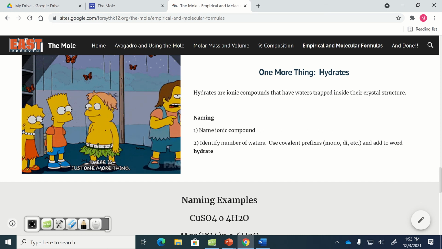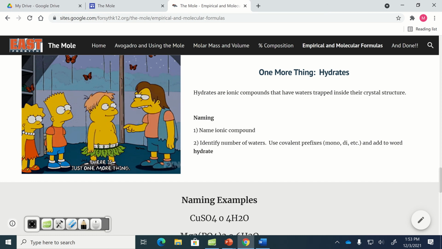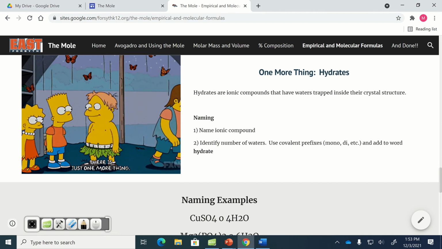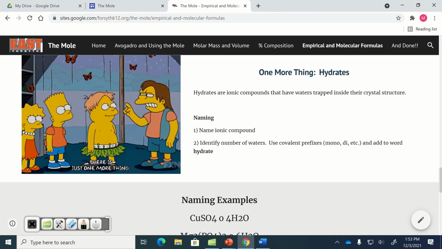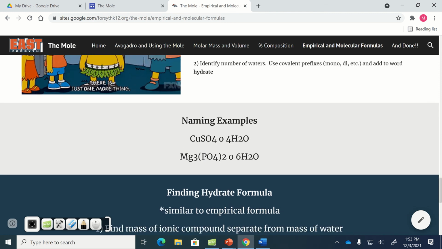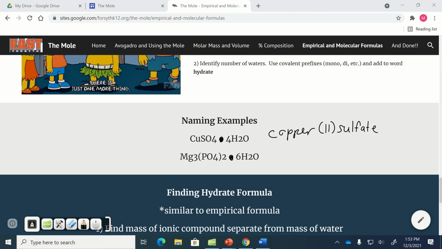But first, if I want to name a hydrate, it's pretty simple. You name the ionic compound, and then you identify the number of waters, and you use covalent prefixes, mono, di, tri, etc., and add the word hydrate at the end. So if I wanted to name these, the first one here would be, and usually it's a dot, I just had to put a little o there, the first one would be copper(II) sulfate. That's the ionic compound, and then 4 waters. So this would be tetrahydrate.